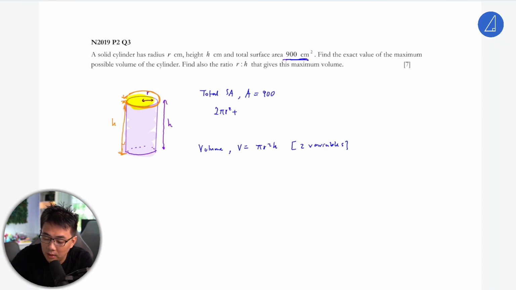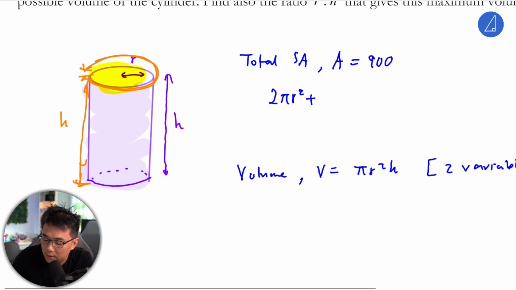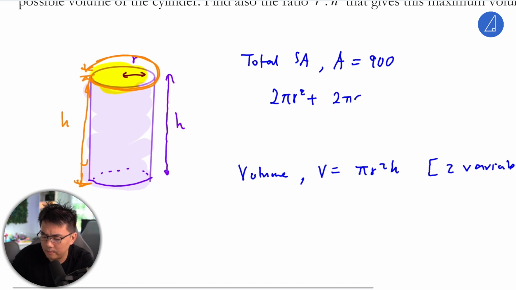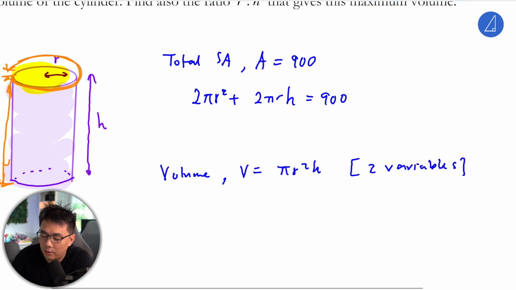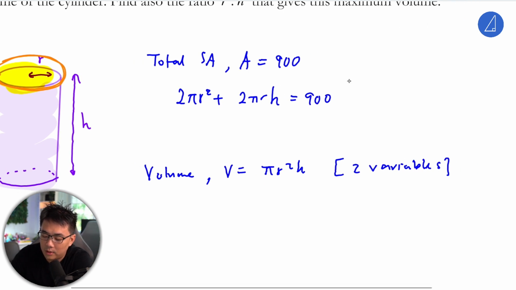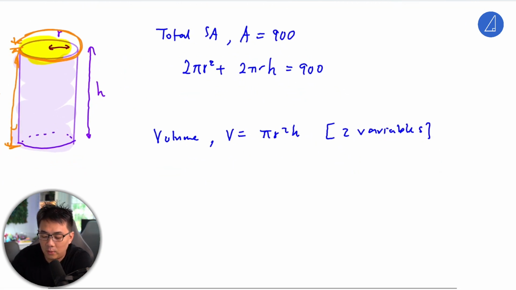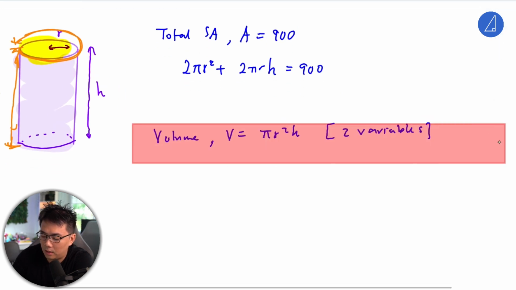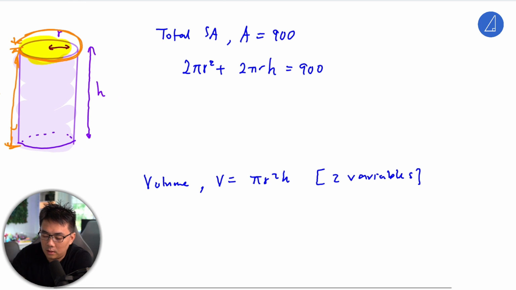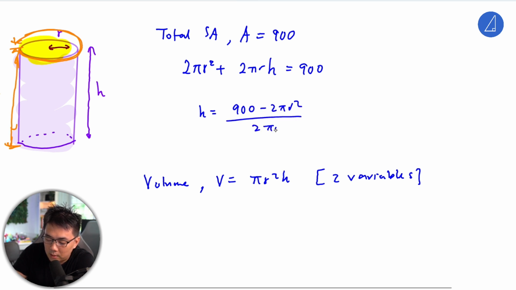Essentially here what we do is 2 pi r square plus 2 pi r multiplied by h equals 900. This is how you relate both of them. Because we want to change h into r, making h the subject would be good. So h will be 900 minus 2 pi r square over 2 pi r.